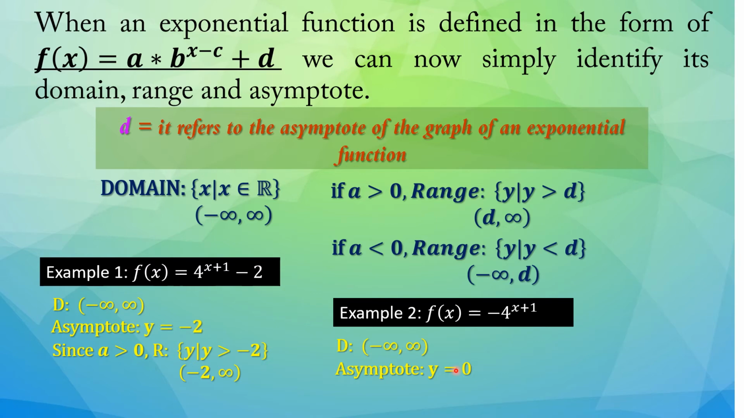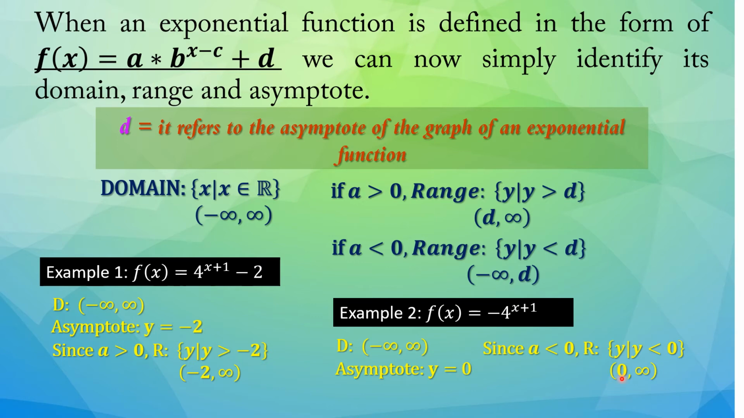Then, for the range, let's look at the base. The base has a negative sign on it. So, we will take the second case. So, a is less than 0. So, this is what we will use. Since a is less than 0, the range is the set of y values such that y is less than 0, because 0 is the value of our asymptote. In interval notation, it is written as this.